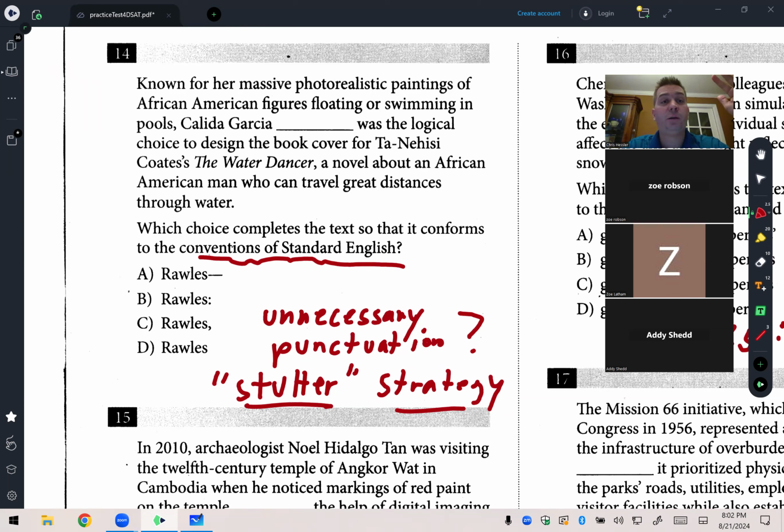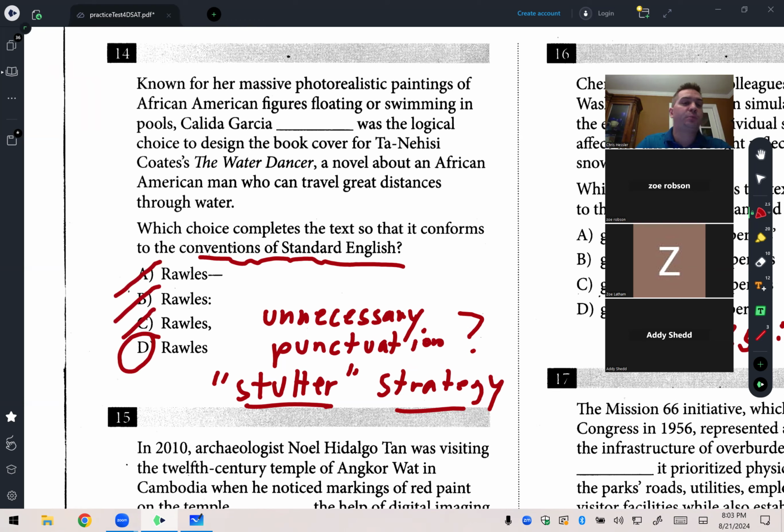All right, so that was with an exaggerated pause. Now I'm going to read it without any pause at all, and let's see if this makes more sense or if this is how a native speaker would actually read this. Here we go. Known for her massive photorealistic paintings of African American figures floating or swimming in pools, Kalida Garcia Rawls was the logical choice to design the book cover for Ta-Nehisi Coates' The Water Dancer. Do you see how there's no pause that belongs there at all?